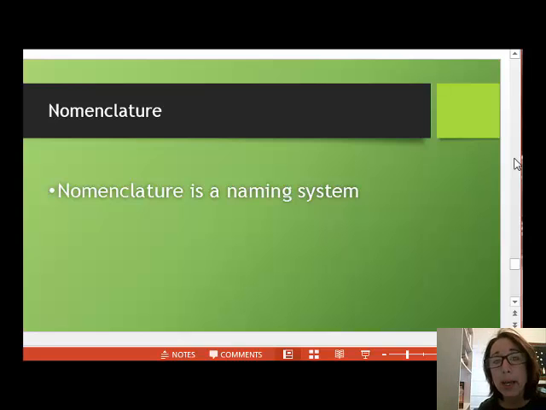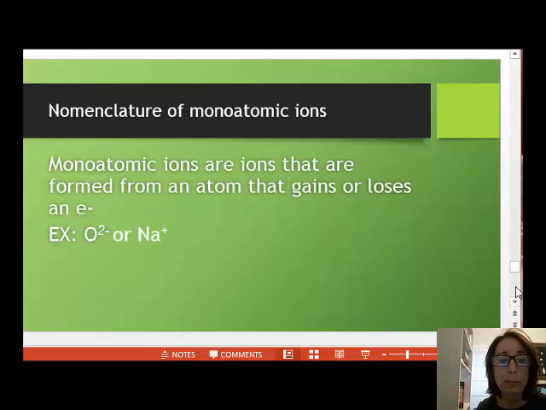Nomenclature means a system of naming a certain class of objects. There are millions upon millions of chemical compounds, so chemists use nomenclature systems to name many of these chemicals. If we consider the nomenclature system for ions, we must first know what a monoatomic ion is. A monoatomic ion is an ion that is formed from one atom that gains or loses electrons.